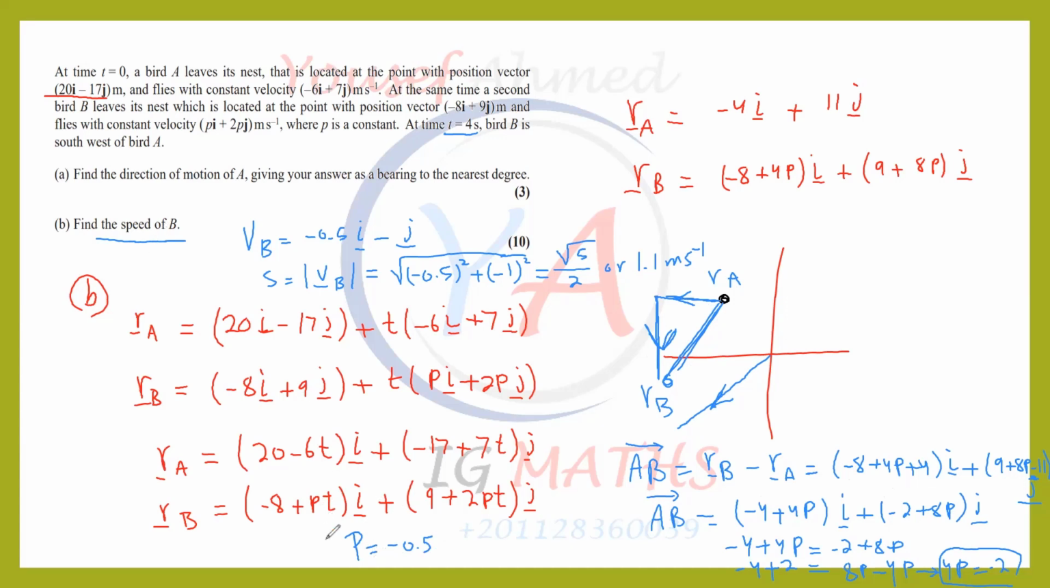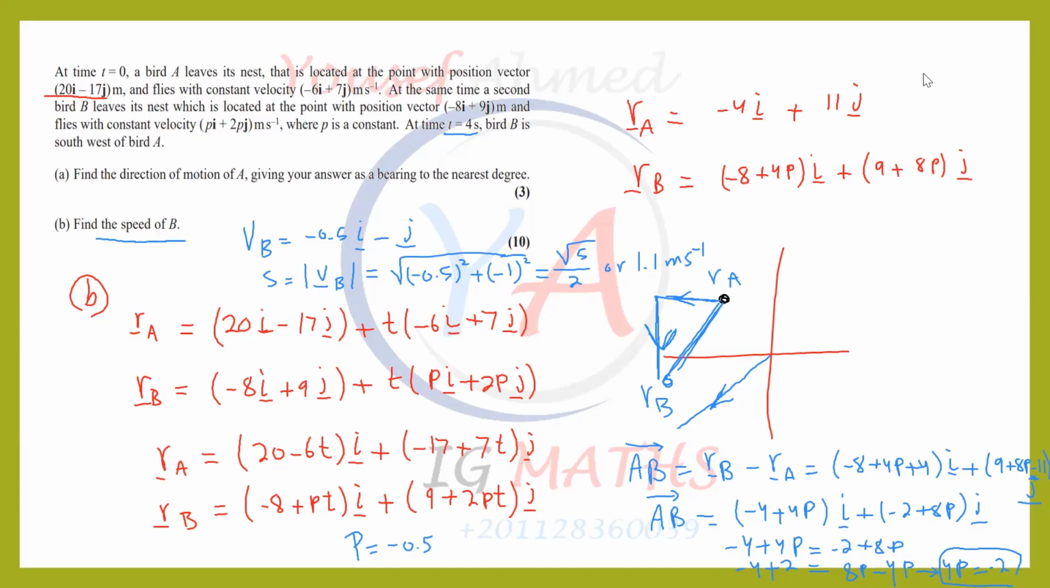So after you got now the value of p, go replace it in the velocity of the bird B. So it gives you negative 0.5i minus 1j. Go get the magnitude because the speed is the magnitude of the velocity. So it will be square root of negative 0.5 squared plus negative 1 squared. It will be root 5 over 2 or 1.1 meter per second. This is regarding this question.